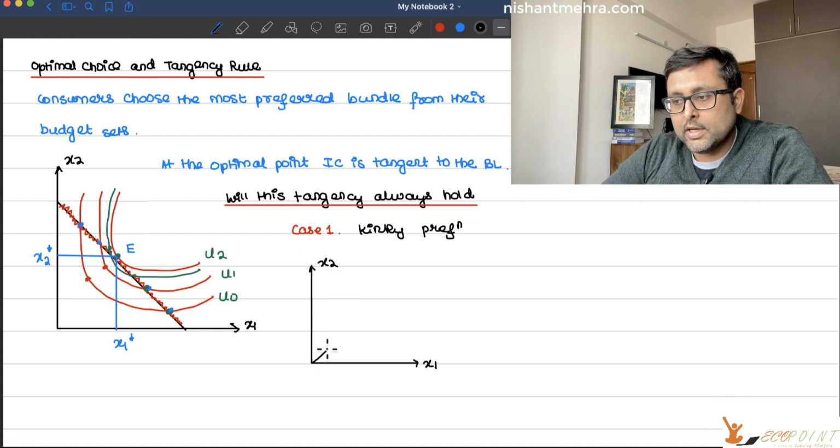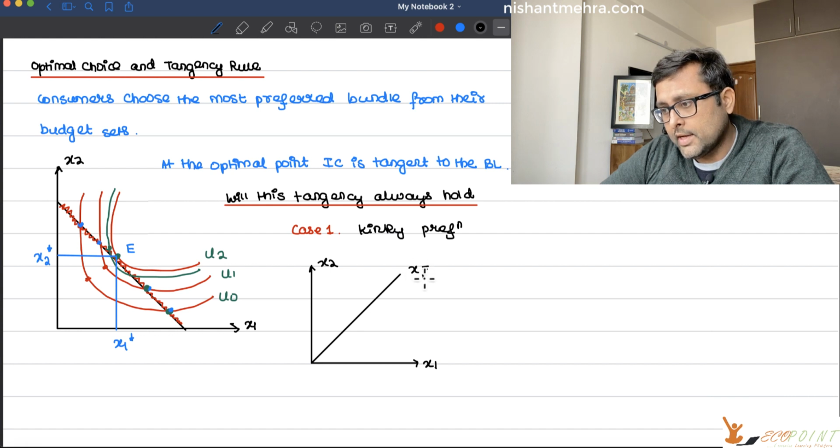You will draw the kink line first. So I'm just assuming min of x y. And we have also seen that this was my kink line, x1 equals x2. This is my budget.